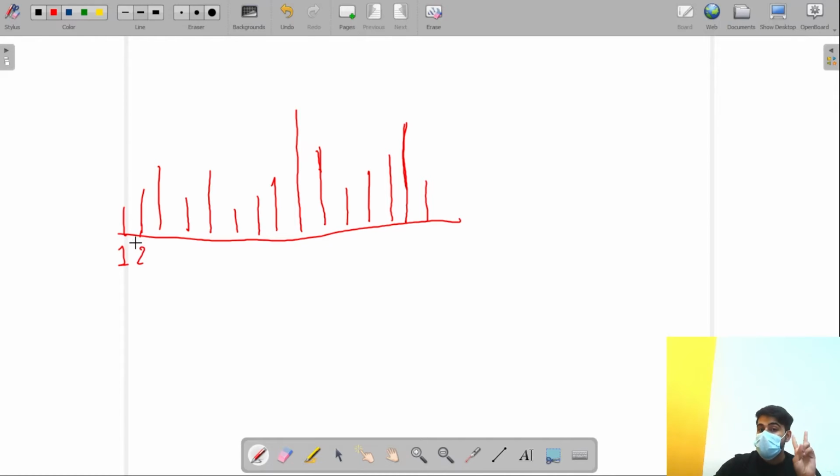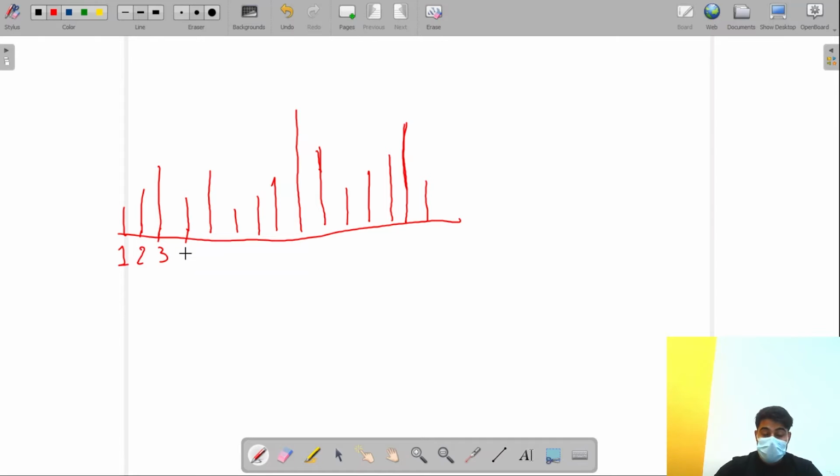Why 2? Just because it lies on the second position, it is the second day. Similarly, moving to the third, its answer is 3. Why? Just because there doesn't exist any day whose stock price is greater than the third day stock price. We move forward and reach the fourth day. I will ask the same question: is there any day on the left hand side on which the stock price is greater than the current day? You will say yes, there is one day, that is this day, where the stock price is greater than the current day.